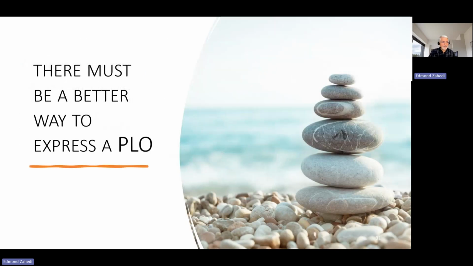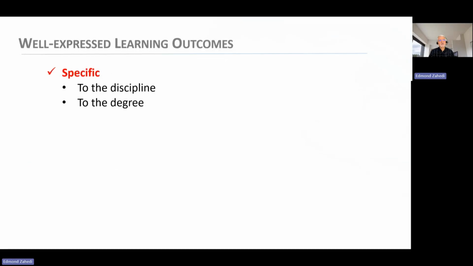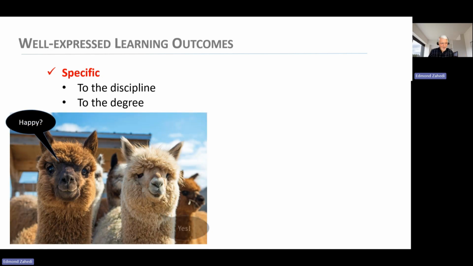There must be a better way to express a PLO, and there is. The good news is that there is. How are we going to do that? Well, we have criteria. First of all, the PLO has to be specific to the discipline and specific to the degree. So that is item number 1. A PLO that is applicable to any program in the world or at the university is not a valid PLO. Happy? Yes. Then, what else?